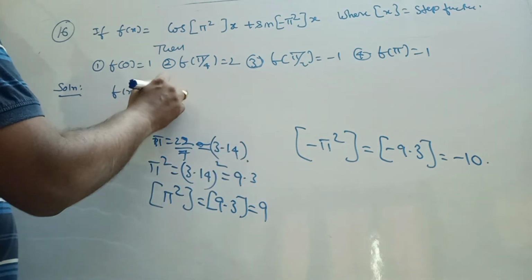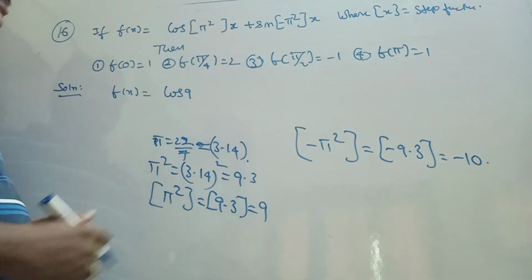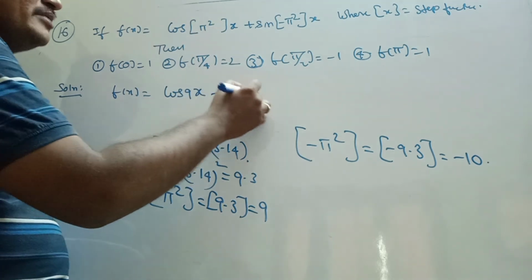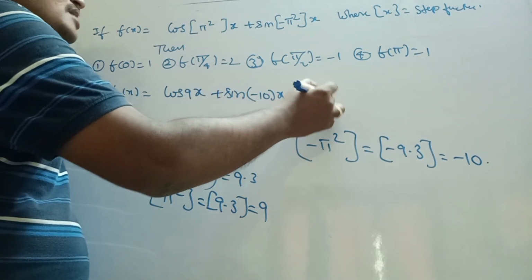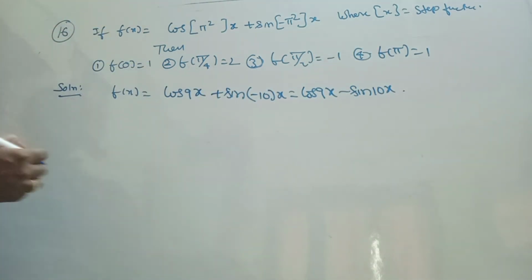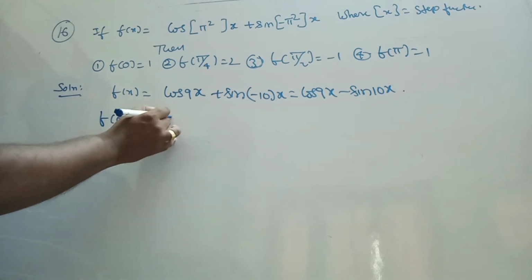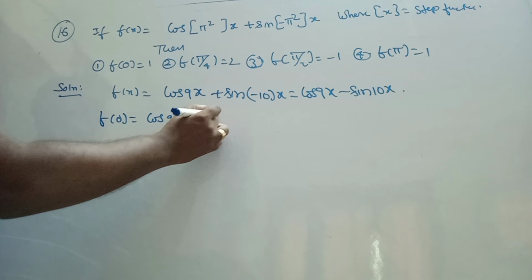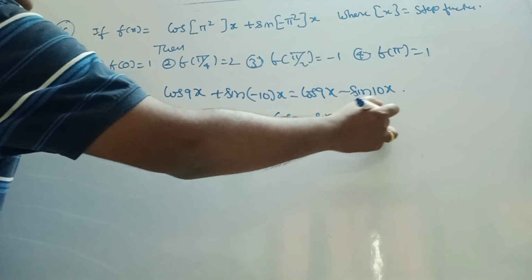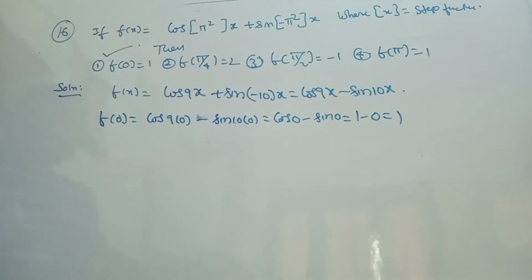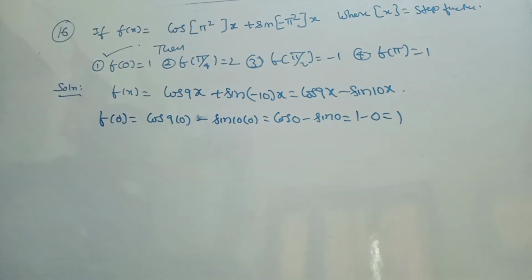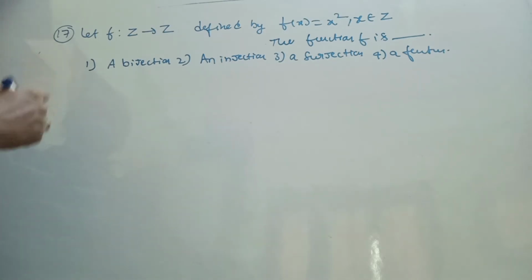Therefore we have f of x is equal to cos of step of pi square x. Step of pi square is nothing but 9, so 9x, plus sine of minus step of minus pi square, that is minus 10x. This is now cos 9x minus sine 10x. Now let us substitute the first option, f of 0. F of 0 is cos 9 into 0 minus sine 10 into 0. That is cos 0 minus sine 0, that is 1 minus 0, 1. Beautifully, the first option itself is correct. That means f of 0 equals 1, and no need to check other options because we have got the first option correct.